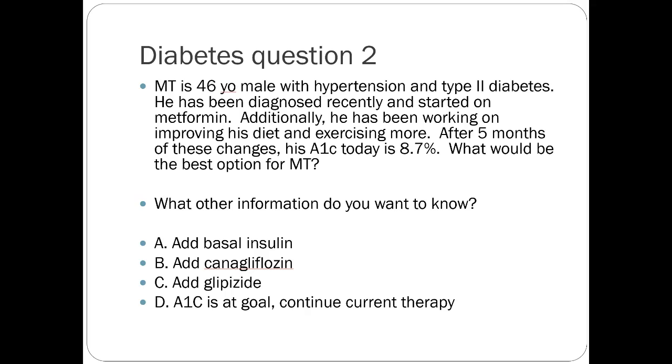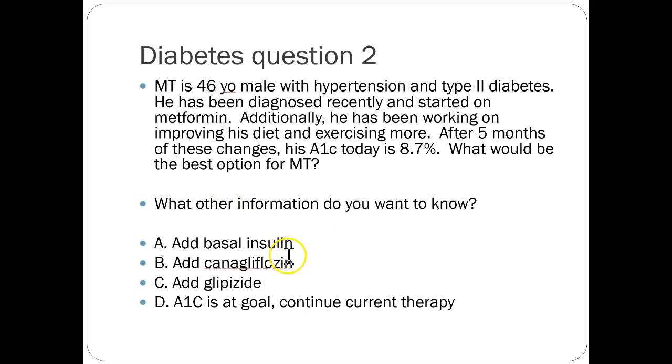But best option here. So he's on metformin. He's working on his diet, exercising more. Those are the key points here. So what's the best one? A1C isn't at goal, right? 8.7 is still pretty high. All these options are technically okay. So this comes into play, and this wouldn't be a question I would ask you on the test. I would give you a little bit more than this. But for discussion purposes, what more information would you want to know?